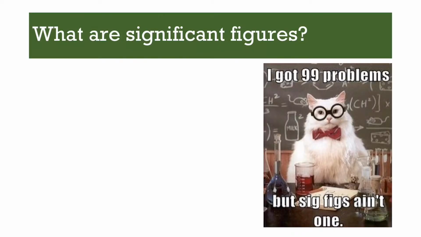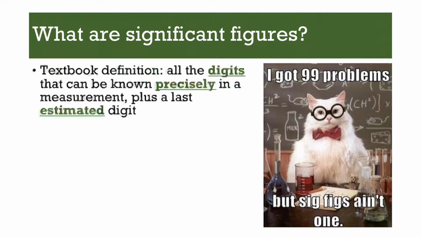So what are significant figures? If you were to look this up in your textbook, because that's exactly what you do when you don't know something, it would say all the digits that can be precisely known in a measurement plus a last estimated digit. So basically, that's what a significant figure is. It's describing basically how precise something can be.